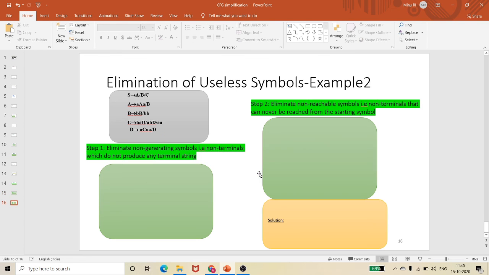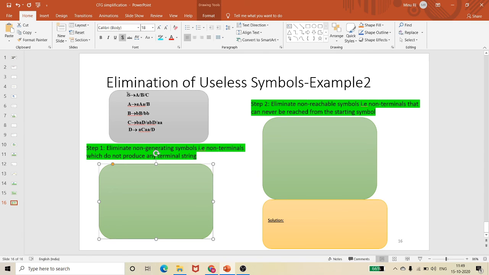So let me take another example. It's quite a big example. S gives capital A, B, C, these things and so on. Now I am just going to eliminate only the useless symbols. I am not going to eliminate any unit production or epsilon and all. We will just solve this problem for useless symbol elimination. Let's see how to eliminate useless symbols for this given example. You can see that there is a unit production thing and all. We are not doing it now. We will try to eliminate the useless symbols.